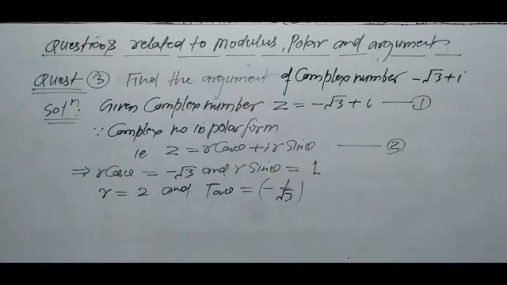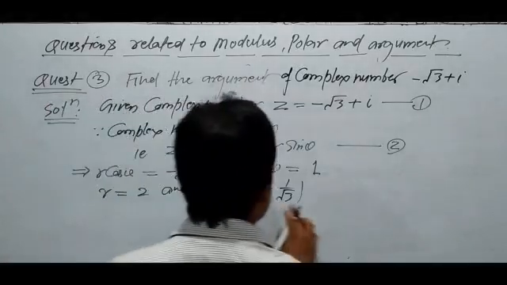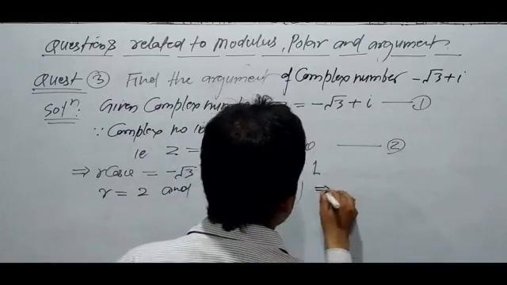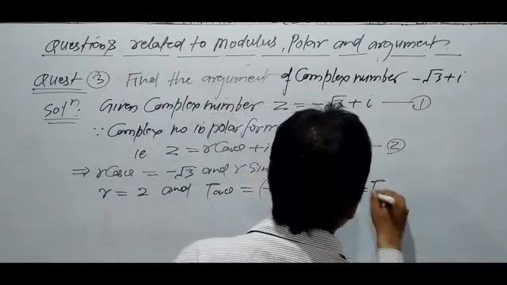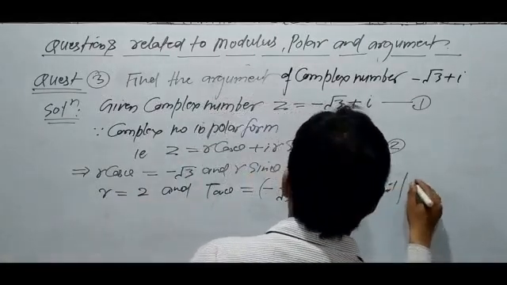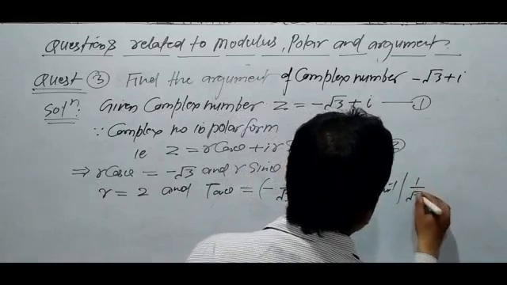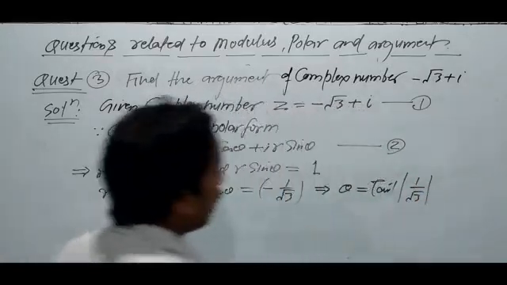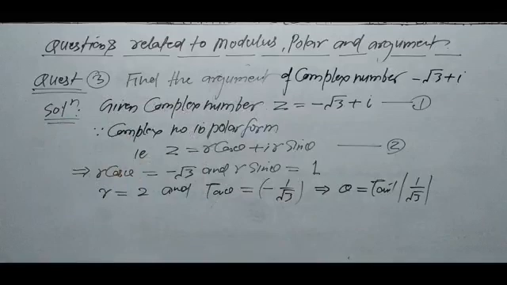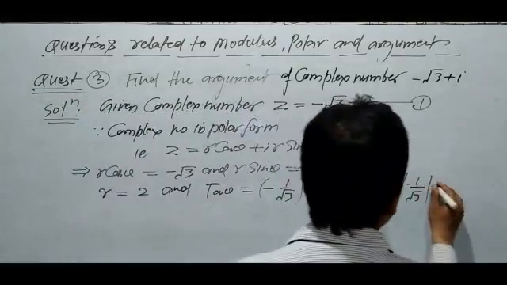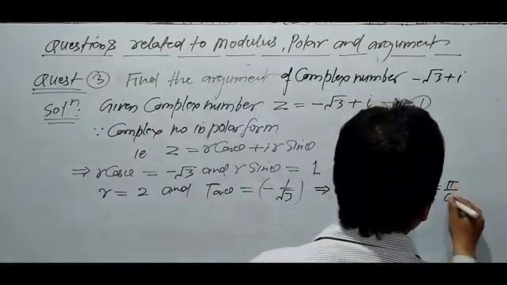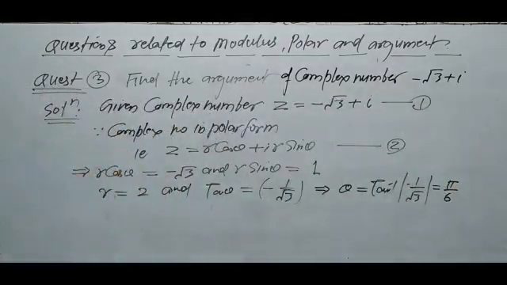So you know theta is equal to tan inverse of the modulus of y by x. This implies we can write theta is equal to tan inverse of 1 by root 3, and its result will be pi by 6. The negative sign is ignored, so the result is pi by 6. So the theta value is pi by 6.